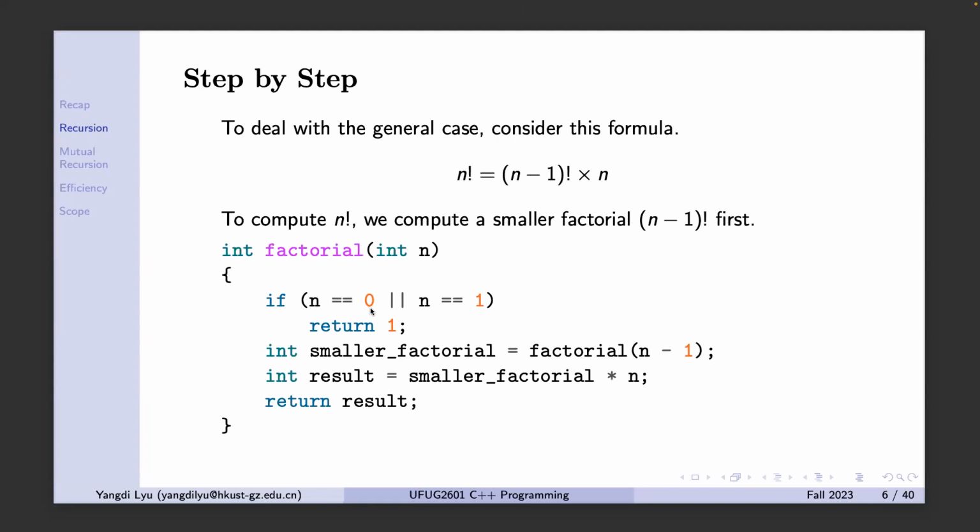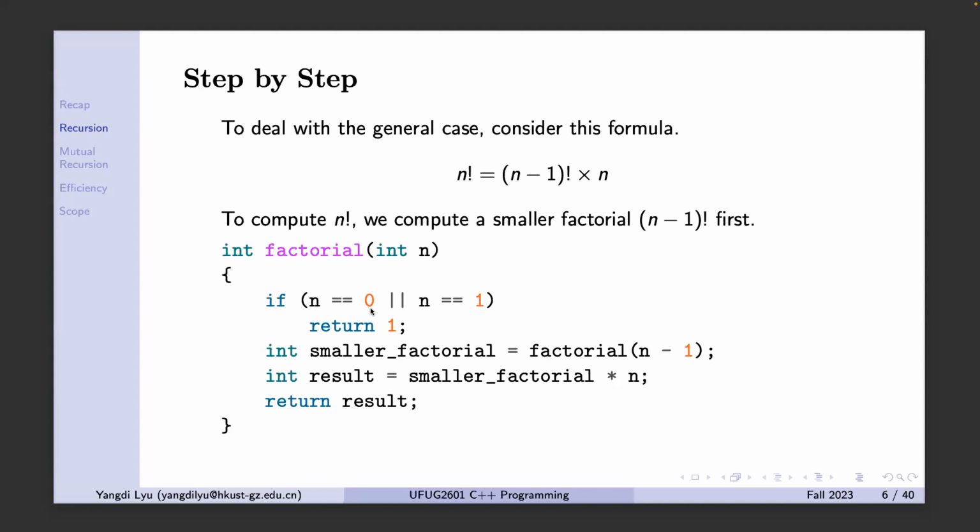As you can see, something interesting here, right? While you are writing this function, you haven't finished implementing factorial, but you already start using factorial. You have to assume factorial works for the n minus 1 case. Assuming factorial works for n minus 1, we can get the result. Then how can we compute n factorial? It equals the smaller one times our current n, and then we can return this result. If you can understand this one, basically you know what recursion is.